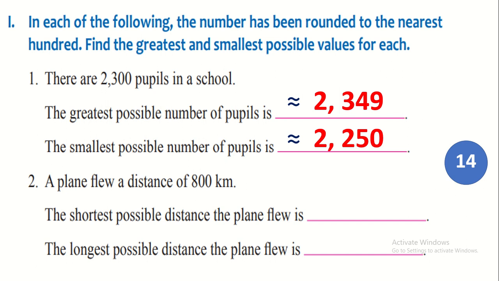And for the last number here, number 2: a plane flew a distance of 800 kilometers. The shortest possible distance the plane flew is 750. If you round this to the nearest hundred is 800. And the longest distance the plane flew is 849. 849 is the longest, if you round this to the nearest hundred is 800.